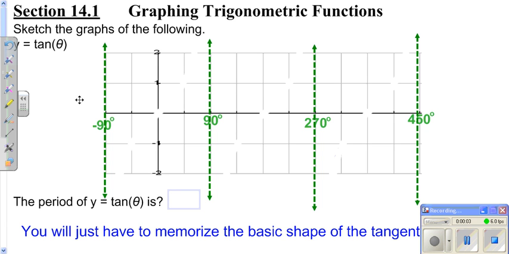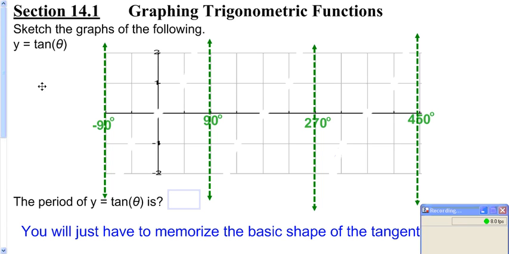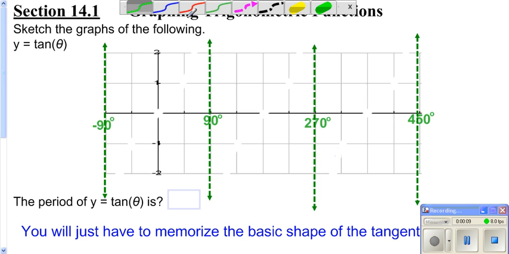We're going to go ahead and take a look at the graph of the tangent function. Tangent, you know, is y over x. So on your unit circle, if you go y divided by x at 0 degrees, you get 0. At 45 degrees, you go your y coordinate divided by your x coordinate. You get 1 because they're both the same.